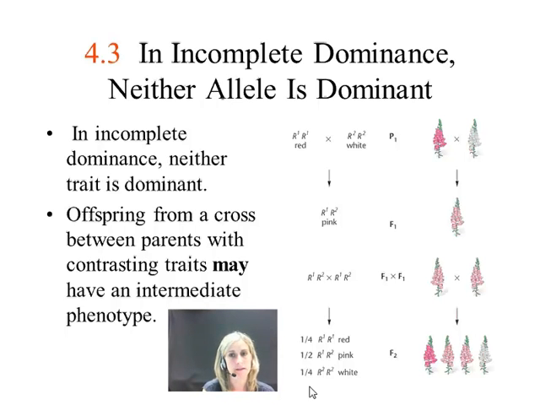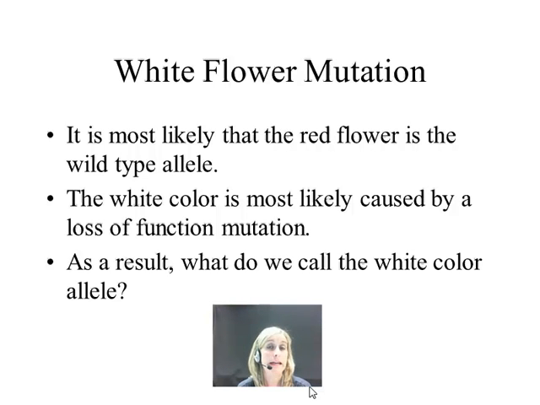Now, in this case, it's most likely that the red flower is the wild-type allele. And somewhere along the line, there was a loss of function mutation that caused a white flower to happen, so that instead of making those red proteins, no proteins were made. And as a result, if that's happening, what would we call the white color allele? Think about it and try to write down the answer to that yourself. Now turn to your partner and see if you can share your answers.